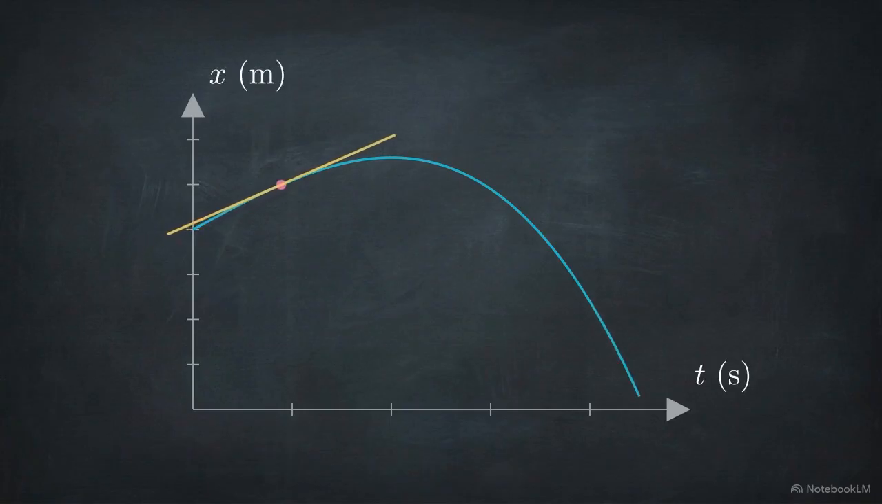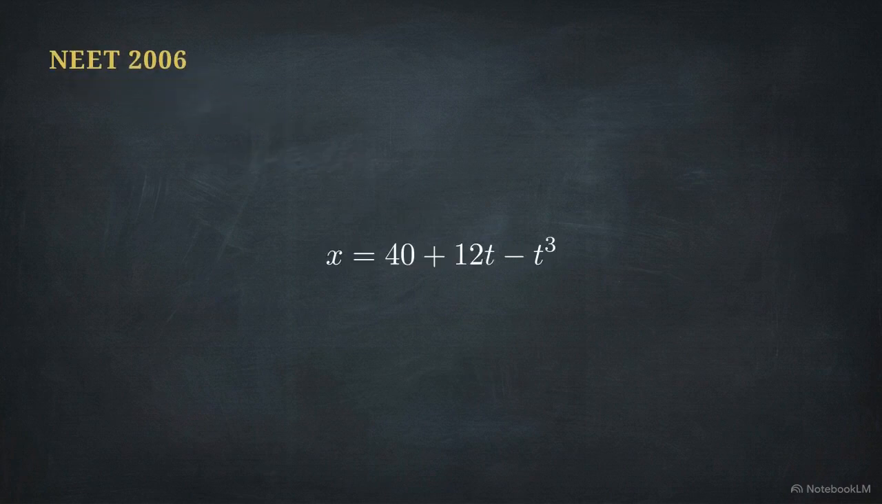To know how fast the object is moving at any specific second, you need the slope. That is exactly what differentiation does. By taking the derivative with respect to time, you instantly find the velocity. Let's look at a classic NEET 2006 problem. A particle moves along a straight line according to the equation x equals 40 plus 12t minus t cubed.